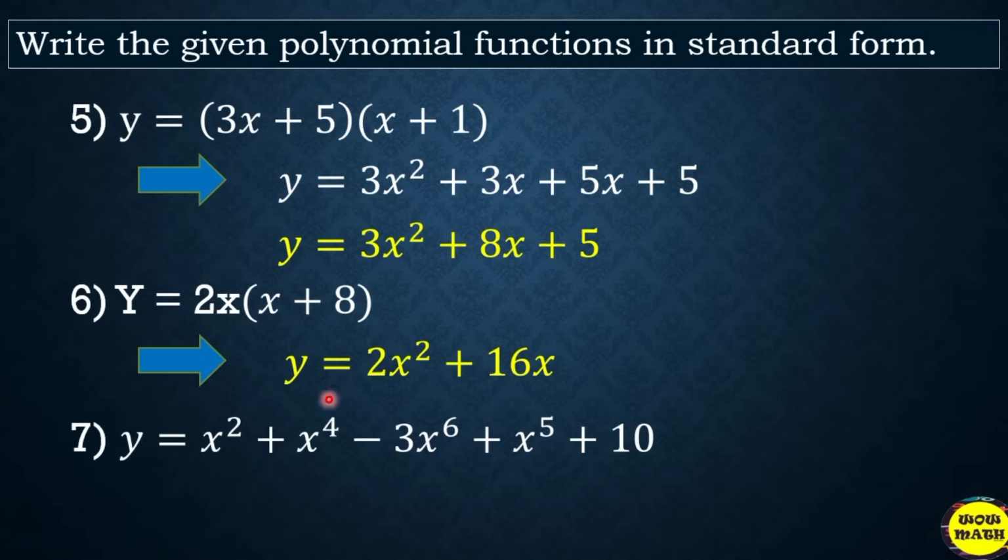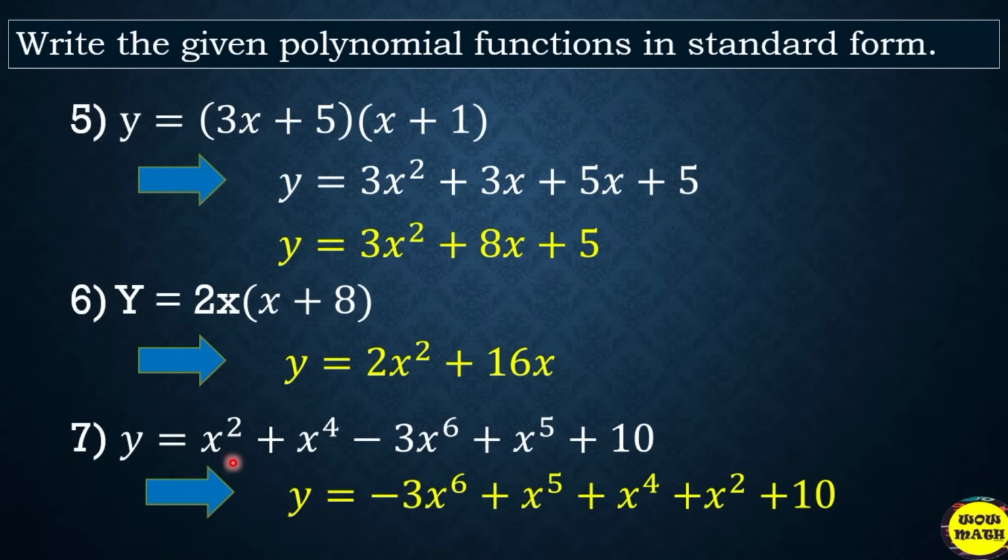Okay. Next, x squared plus x raised to 4 minus 3x raised to 6 plus x raised to 5 plus 10. So, you will have, arrange lang po natin ito. So, first is negative 3x raised to 6 followed by x raised to 5 plus x raised to 4 plus x raised to 2 plus 10.